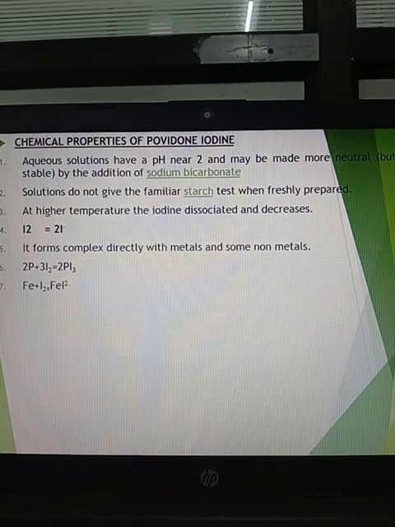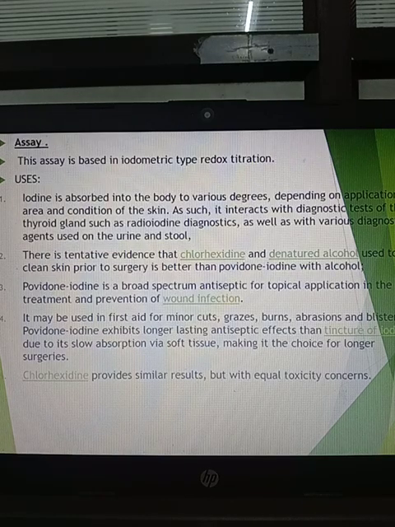Chemical properties: it is also degraded to the iodide ion form. It forms complexes with some metals and phosphorus, like phosphorus triiodide and ferrous iodide. It is assayed by redox titration. Uses: it is used like chlorhexidine, denatured alcohol, for wound infection, tincture of iodine, like this.